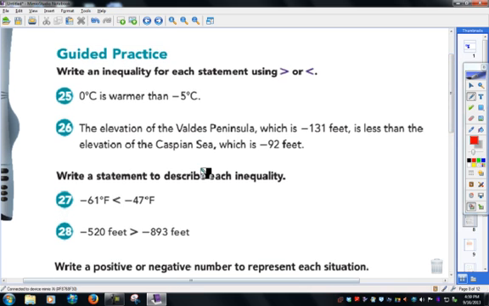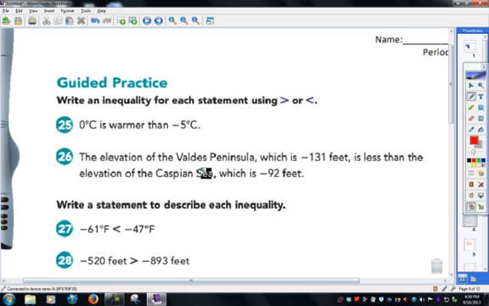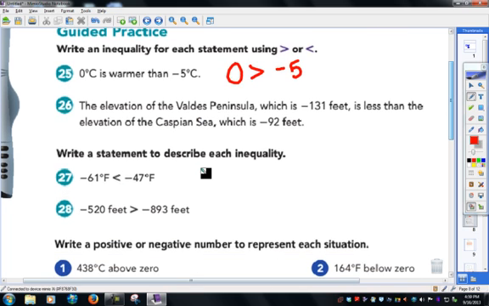All right. 0 degrees is warmer than -5 degrees Celsius. 0 is obviously greater than -5. Makes sense, right? 0 degrees is actually warmer than -5 degrees.